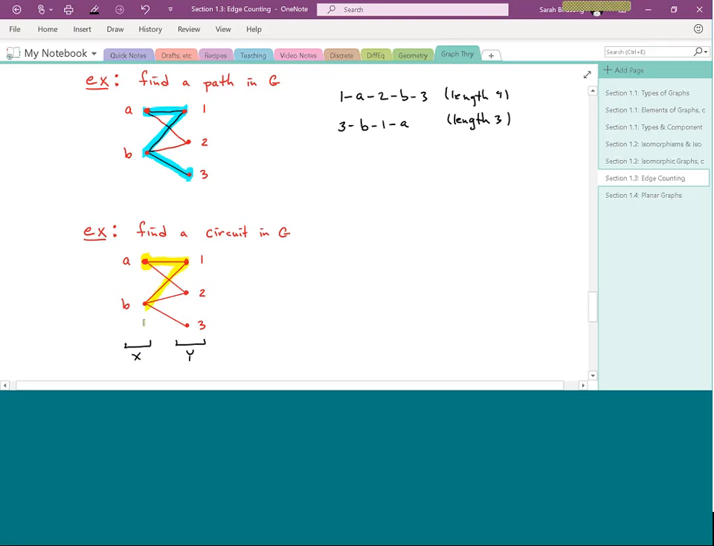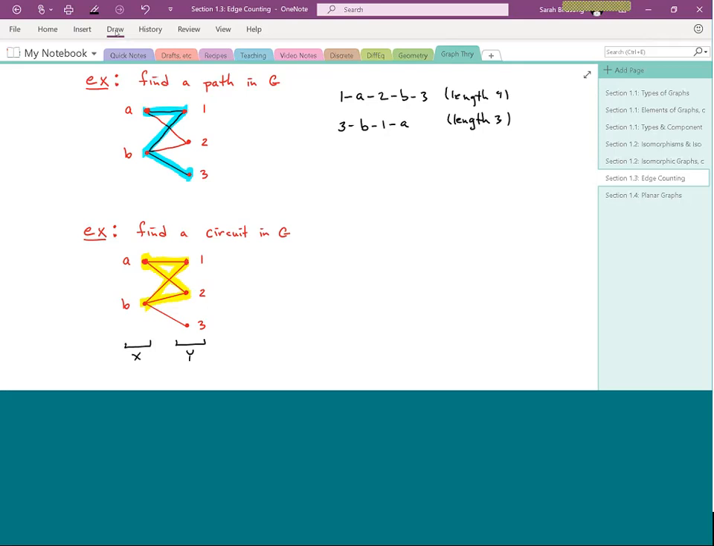Now once we're at B, we have some choices. We could go to 2 or we could go to 3. But remember, we're trying for a circuit, so we're trying to get back desperately to A. Because this is not a multigraph, this second edge will never get you back to your starting point. So your next edge has to go back to the other set of vertices, in this case 2. And once we're at 2, can we actually get back to A like we wanted to? Yes, which means we were able to find a circuit in the graph.